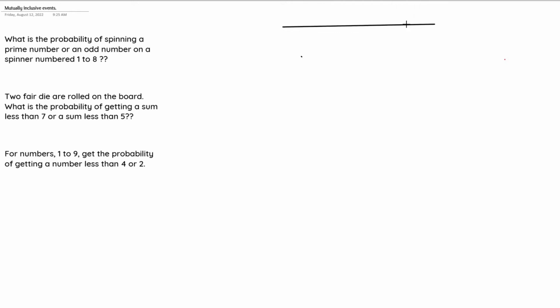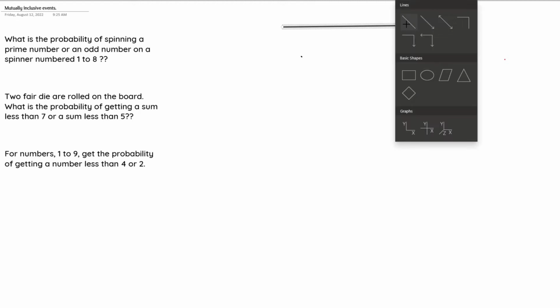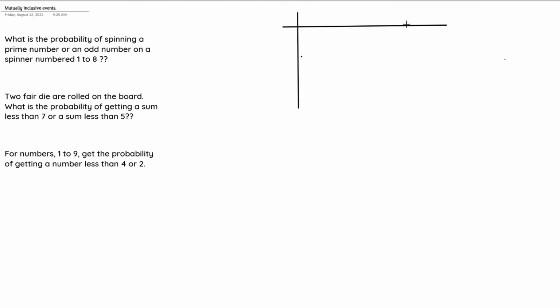So we have one horizontal line right here, and then we have another horizontal line right here. So the sample space of the first die is we have 1, 2, 3, 4, 5, and 6. And for the second die, we have 1, 2, 3, 4, 5, and 6. Please note that the question is interested in the sum of the outcome of both dice.